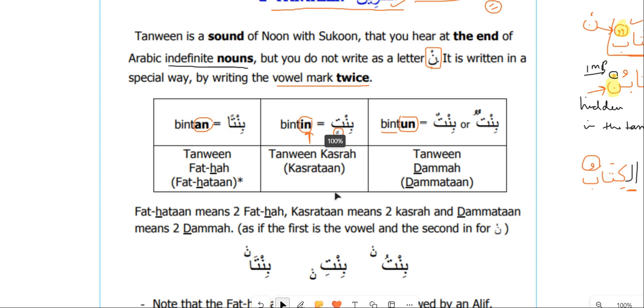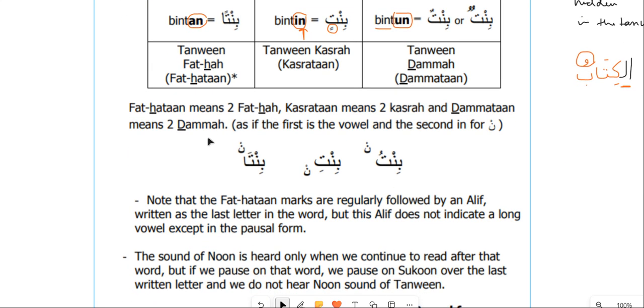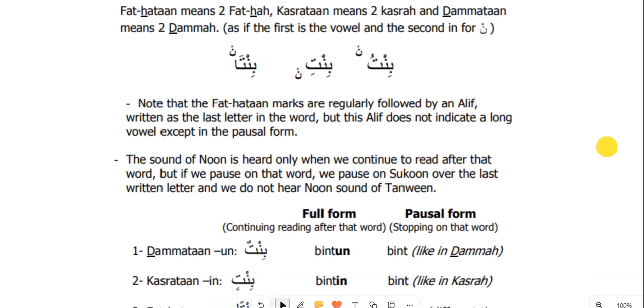So here you can see the fathatain means two fatha, kasratain means two kasra, and dhammatain means two dhamma. As if the first is the vowel and the second is a noon sukun. Bin, tun, bin, tin, bin, tan. So this is how they are showing you the noon sound.